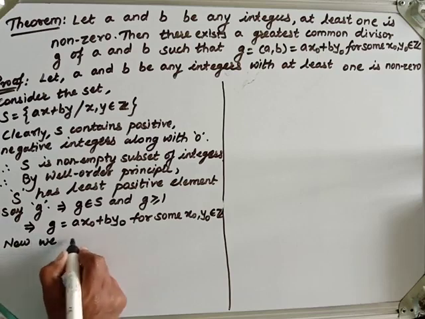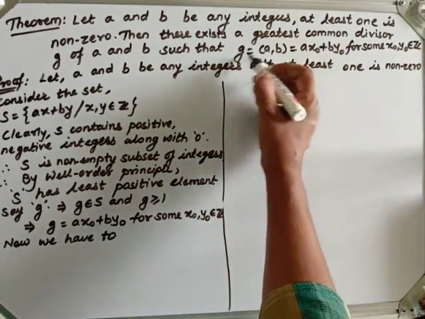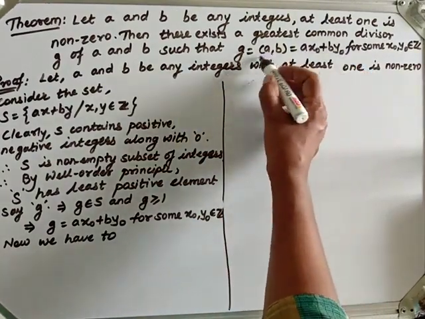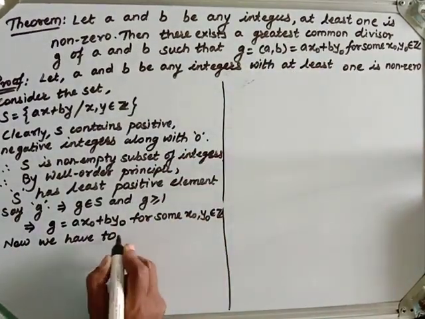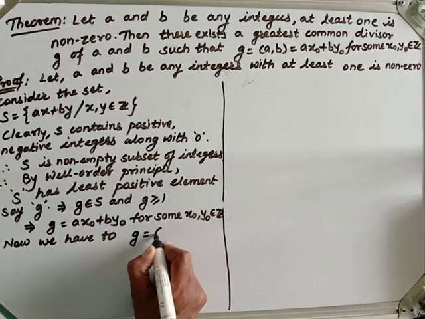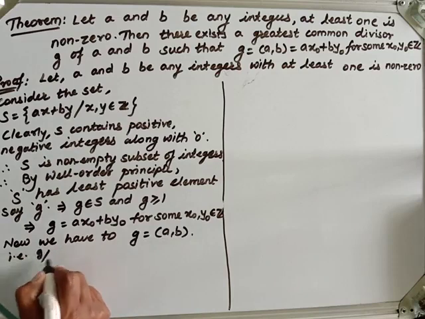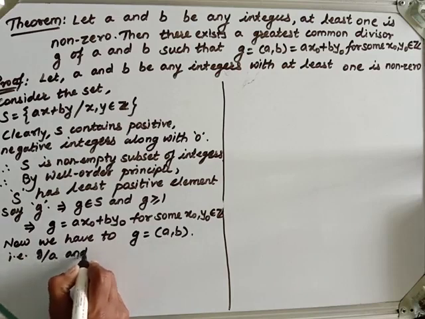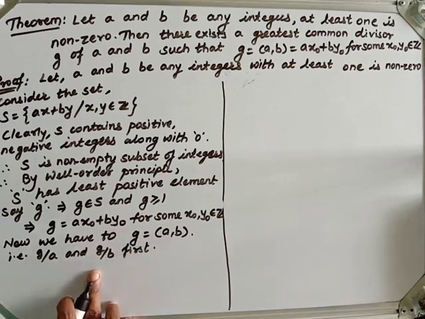Now this part we have proved: G can be written as such. But our aim is to show that this G is nothing but the GCD of A and B. That is, to show G divides A and G divides B first. That is, first we have to show that G is a common divisor of A as well as B.